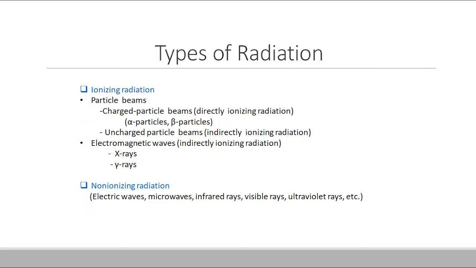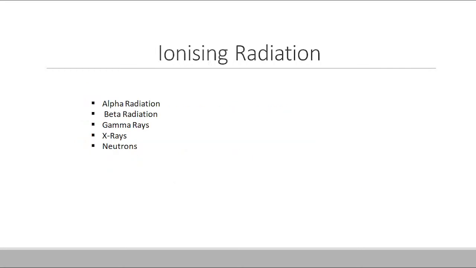So types, classification, as mentioned, ionizing and non-ionizing radiation. Ionizing includes alpha, beta particles, uncharged particle beams, and electromagnetic waves such as X-rays and gamma rays, and non-ionizing radiation includes radio waves, microwaves, infrared, etc. So ionizing radiation: alpha, beta, gamma, X-rays, and neutrons.